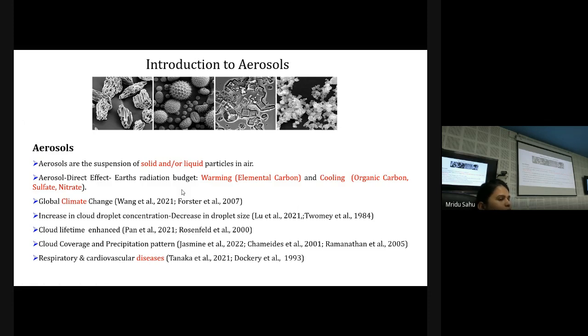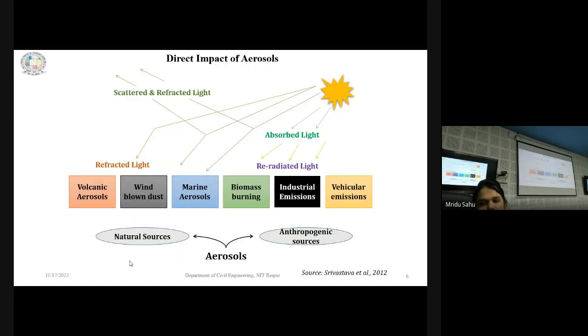Like future prediction, whether cooling will be there in coming years or whether warming of the atmosphere will occur after a particular period of time, or which is more harmful and why, which kind of particulate matter should or should not be present in the atmosphere. And if they are present, what mitigating plans we can prepare, what plans the government is going to prepare. We have to study all these things. Now, it also impacts global climate change. The increase in cloud droplet concentration will occur, decreasing the droplet size, and many other things. The last one I would like to focus on is that respiratory and cardiovascular diseases occur in humans, which is a foremost and very important factor that we are all concerned about.